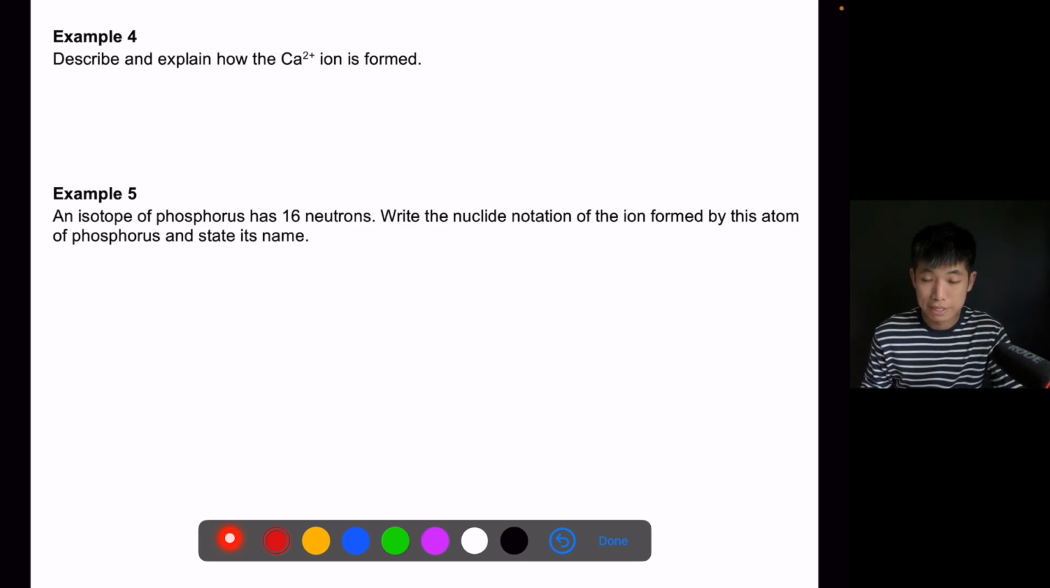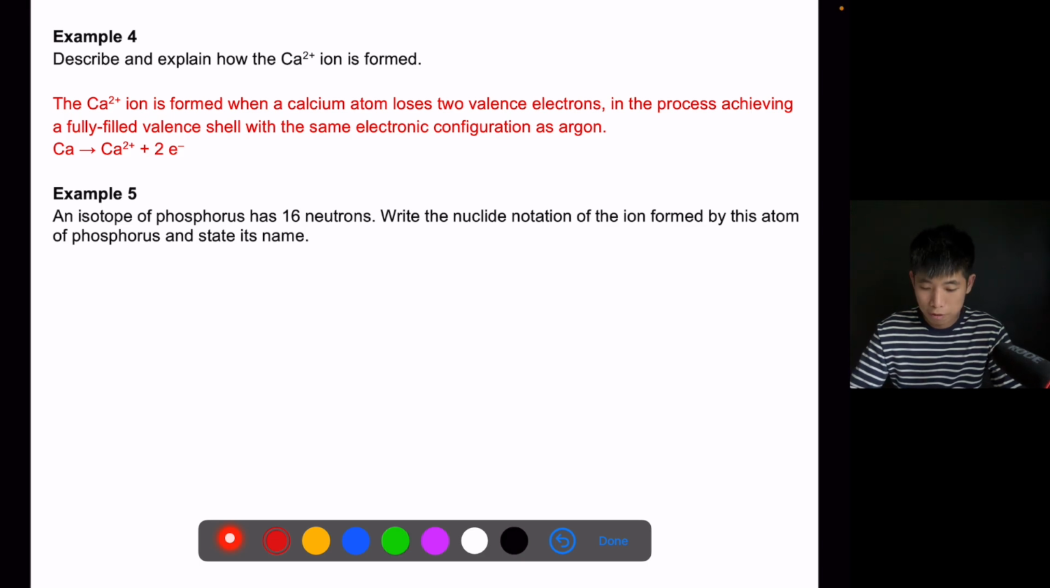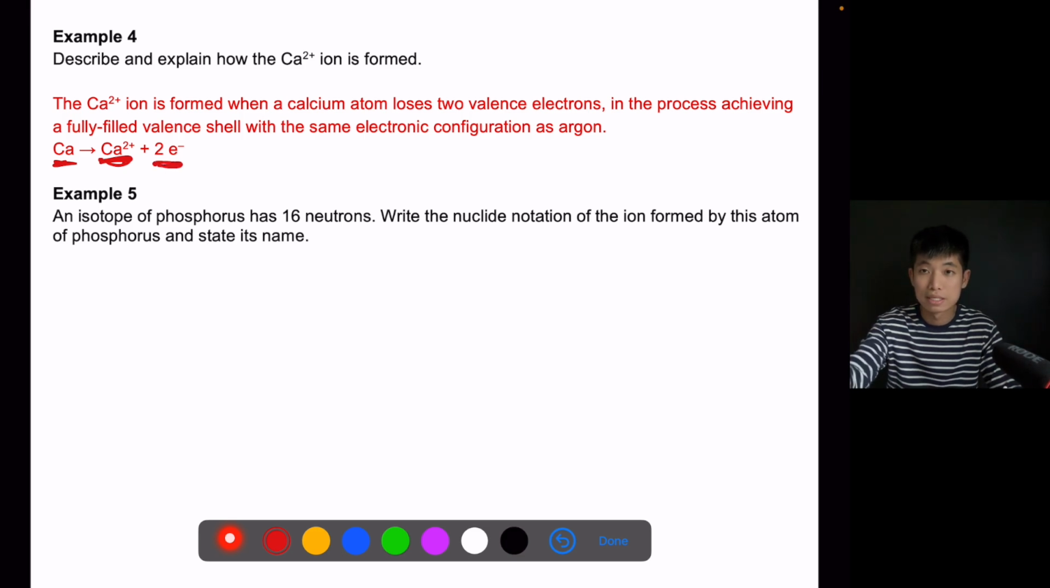Let's move on to some explanation questions. Try to answer this question. Describe and explain how the calcium ion is formed. Answer in terms of the electronic structure. So the calcium ion is formed because the calcium atom has 2 valence electrons, which is then lost. In the process, you get a fully filled valence shell. So we can represent it as calcium forms the calcium ion, and 2 electrons are given out.